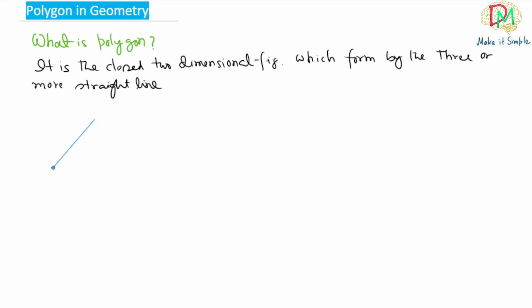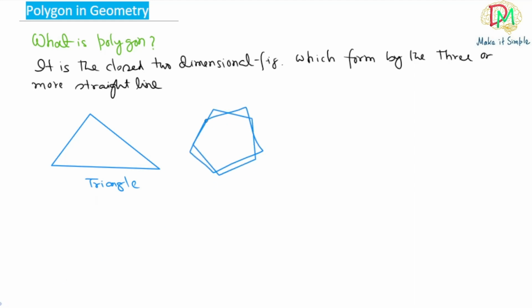If three lines produce a closed figure, we know this is a triangle. So a triangle is a polygon, and this is also an example of a polygon. The special name of this polygon is pentagon.